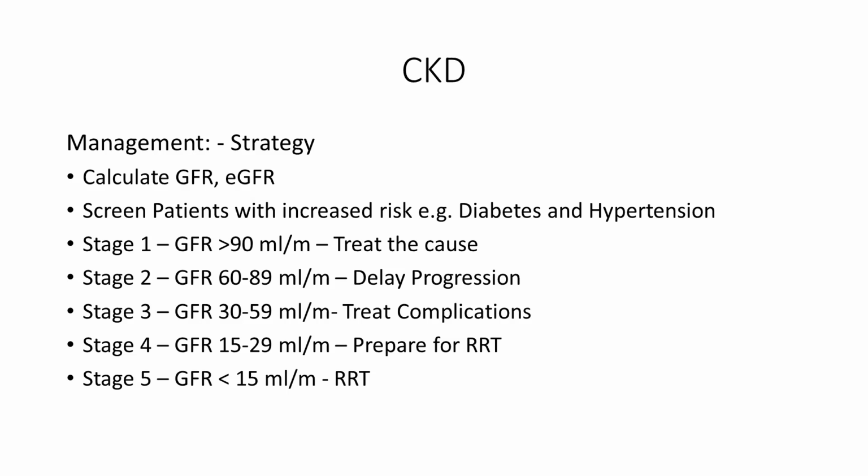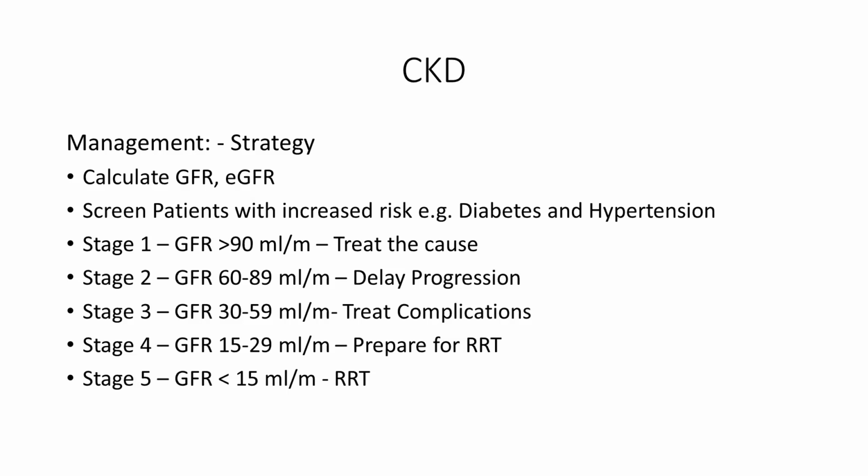And this stage is usually managed conservatively by strict control of sugar, blood pressure, immunological disorder, hydration, electrolyte balance, etc. Now, in stage 3, between 30 to 60 ml, you have to treat the complication. If the patient is anemic, you have to give erythropoietin. If the patient's blood pressure is high, you have to treat it accordingly. If the patient has got renal osteodystrophy, you have to use calcium supplements and vitamin D, etc.